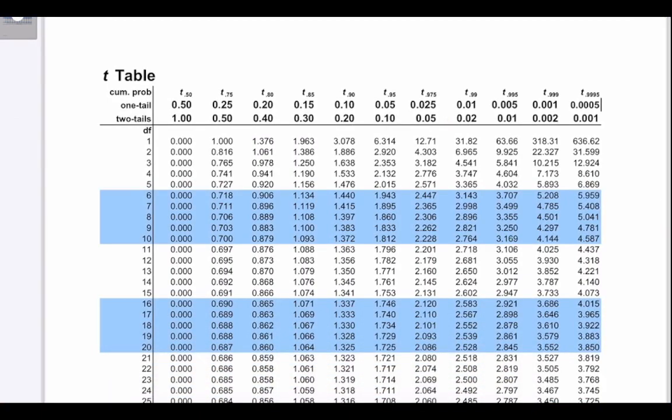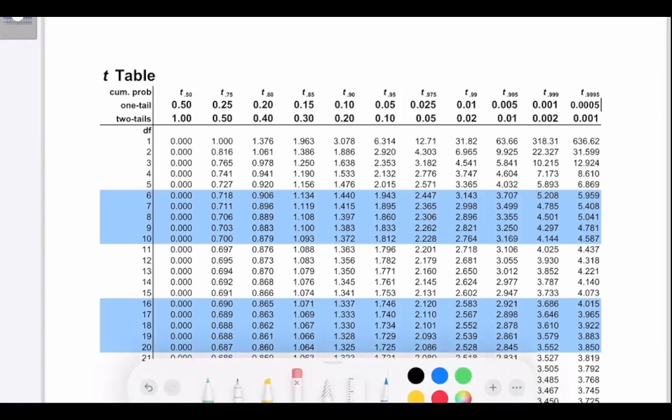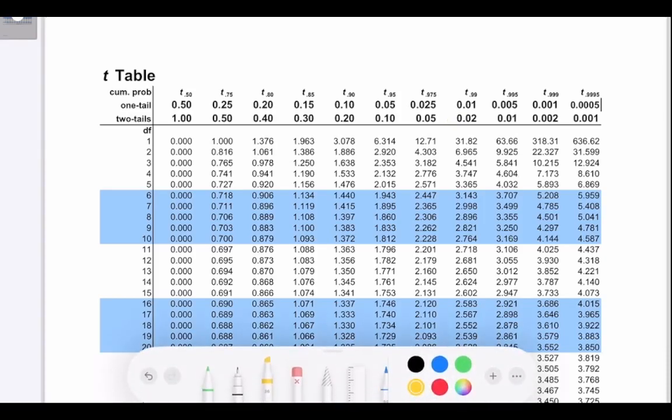So when we're looking at our t-table, we have to remember that what we are working with is a one-tailed test. And we are looking for our 95% level or an alpha of 0.05. So what we're looking for is an area to the left of 0.05, since we're dealing with a one-tailed test, still with an alpha of 0.05.